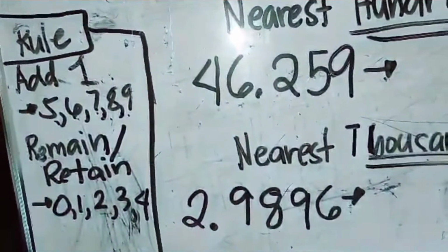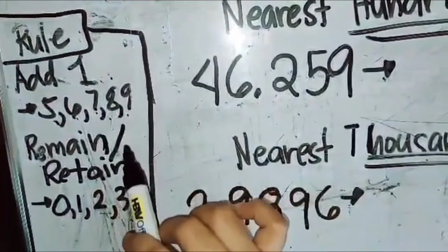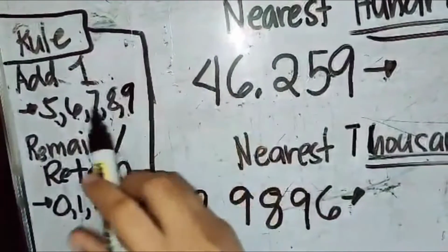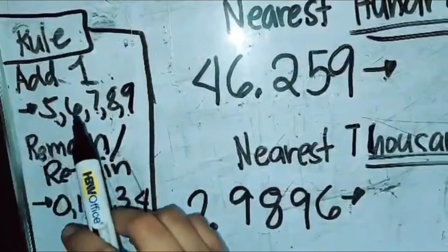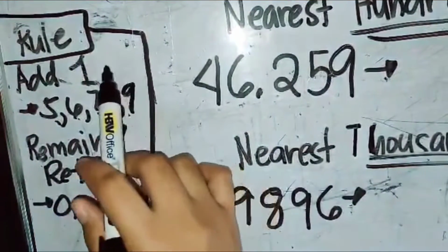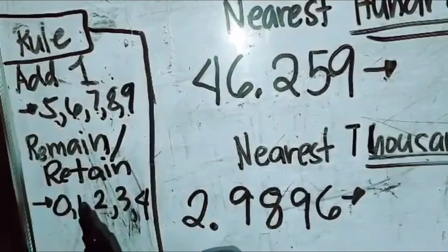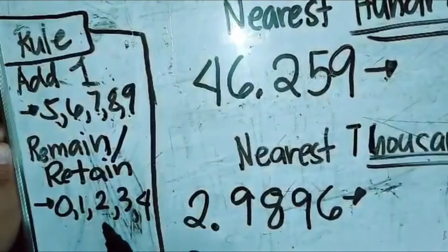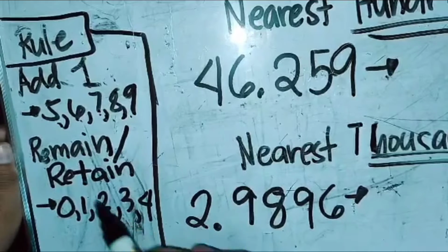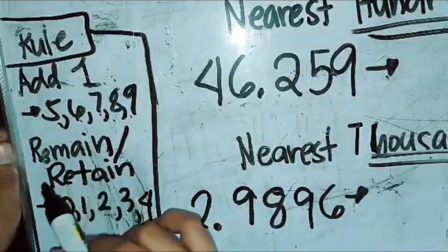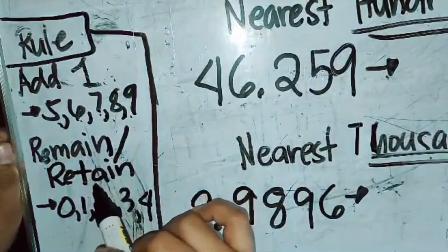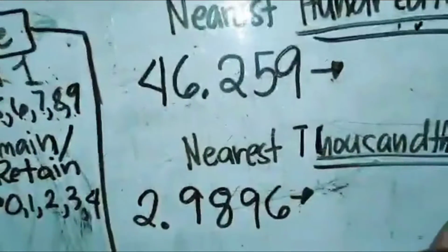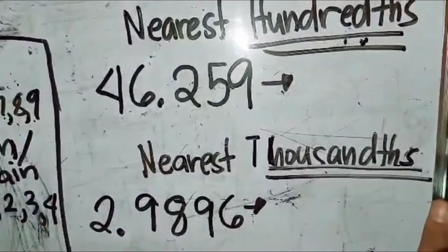Tatandaan nyo lang yung rule natin. If the number beside the rounding place, yung nasa right of the rounding place, is 5, 6, 7, 8, and 9, you have to add 1 to the rounding place. If the number on the right side of the rounding place is 0, 1, 2, 3, or 4, you have to remain or let the rounding place digit remain or retain. Ibig sabihin, wala tayong gagawin. Kokopyahin lang yun. Okay, let's have another set of examples.